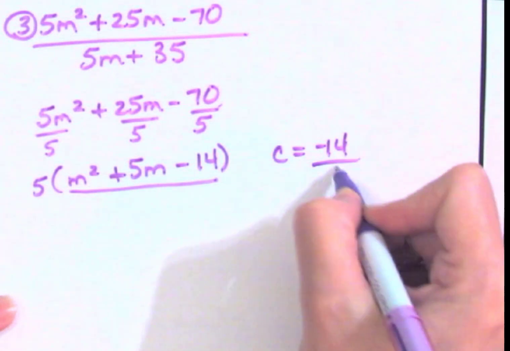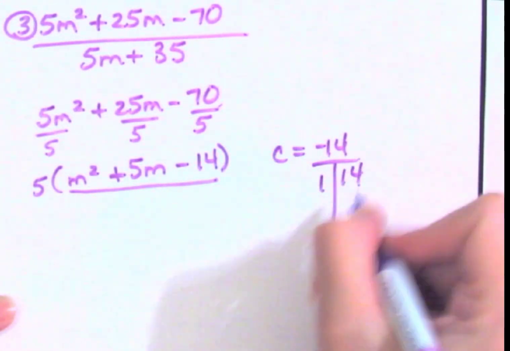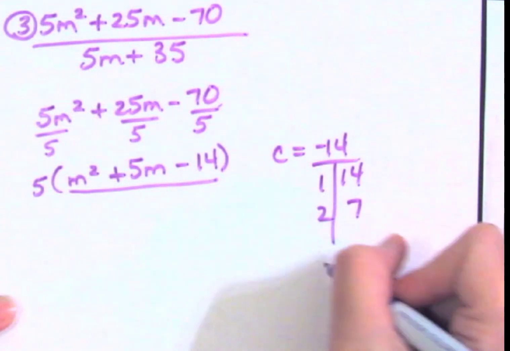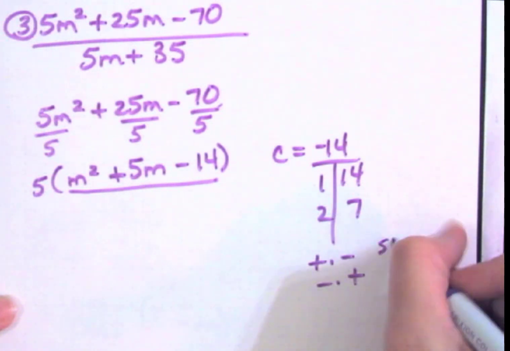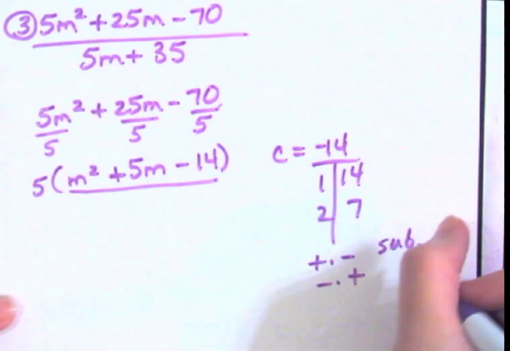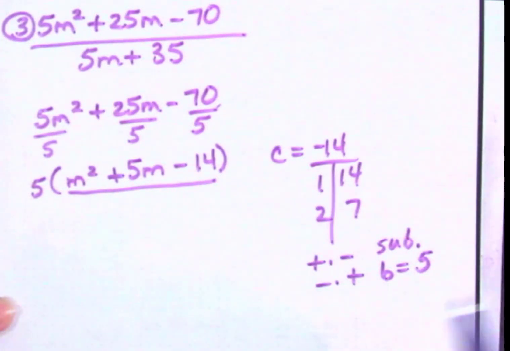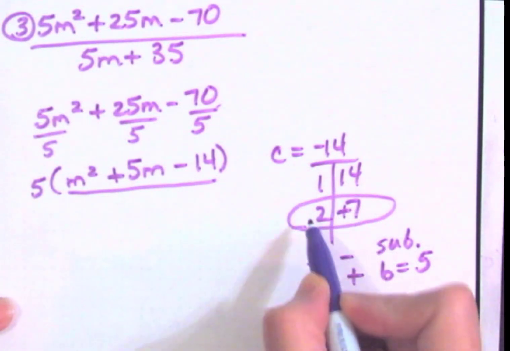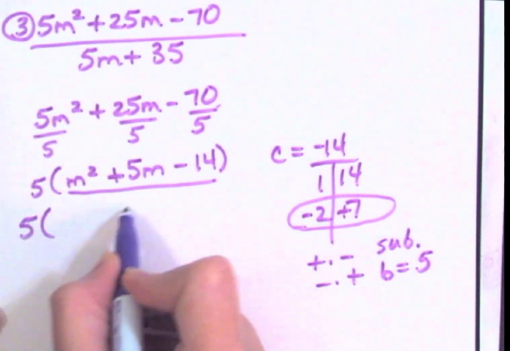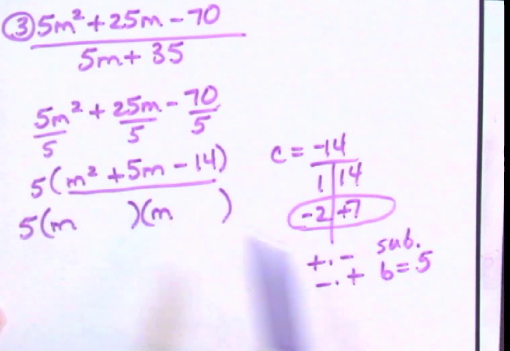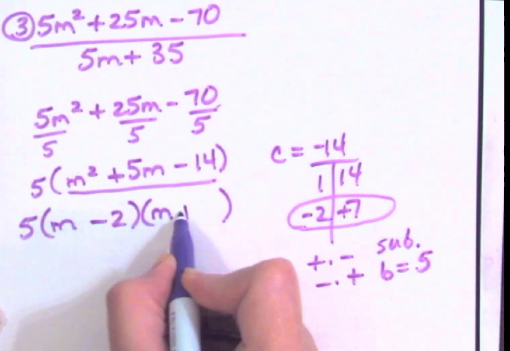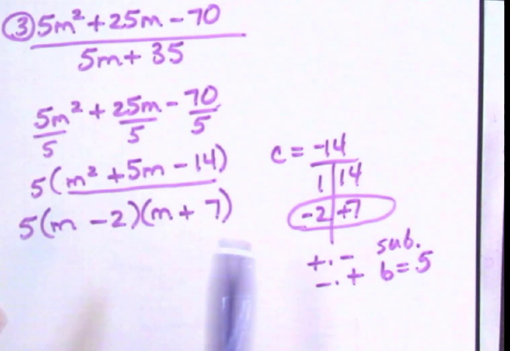So I need factors of c. 1 and 14, 2 and 7. Since that's negative, we are going to need opposites, and we're going to be subtracting to get a positive 5. And 2 and 7 will give us 5, and I want a positive 5, so my large number needs to be positive. So in parentheses, the way to get that first term is m times m. To get that last term would be negative 2 times positive 7. So that's how our numerator is going to factor.